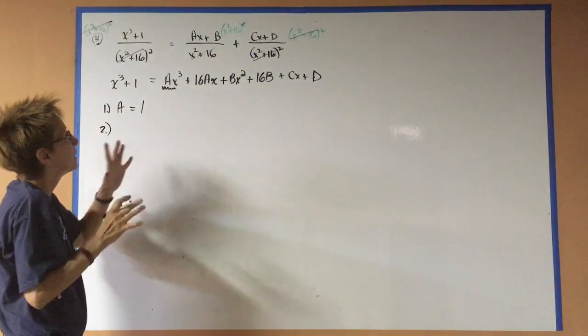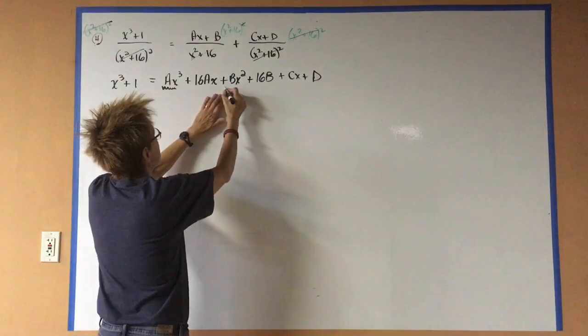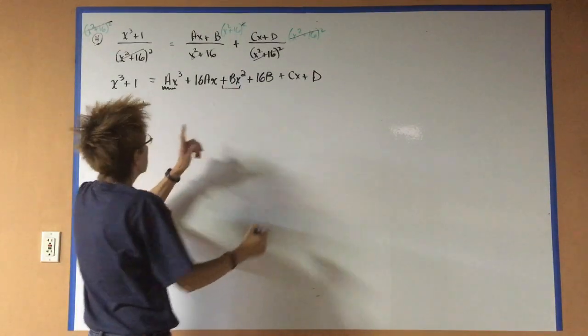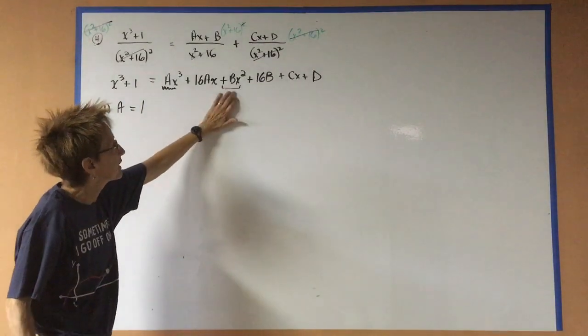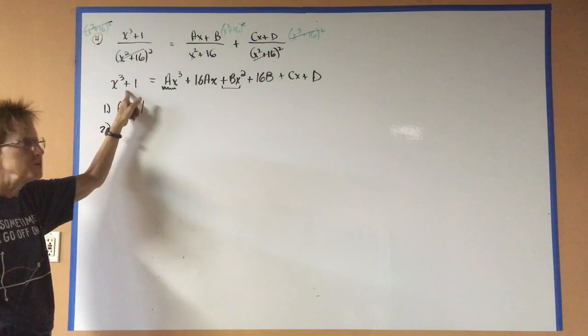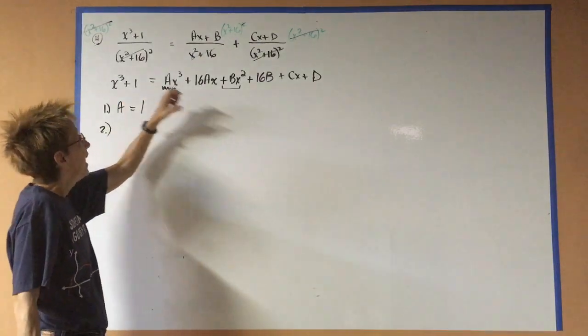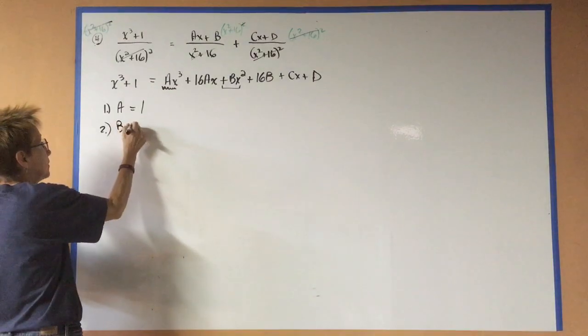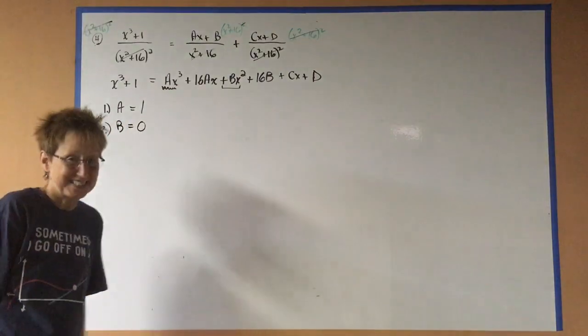Second one, x squareds now. So here's an x squared. There's just one x squared there. Are there any x squareds over here? No, so that means bx squared has to equal 0x squared, which means b has to equal what? 0. Oh, that's nice. B is 0.